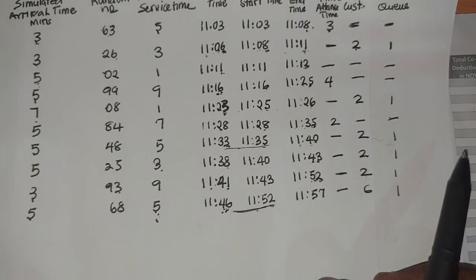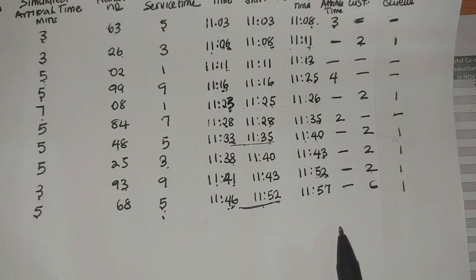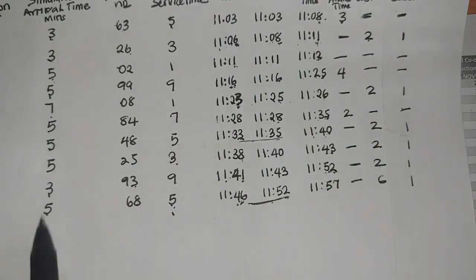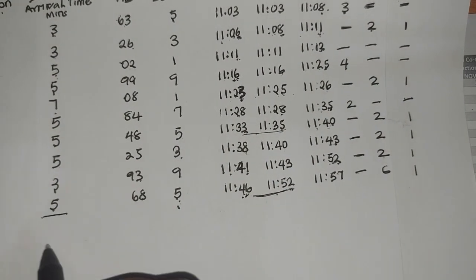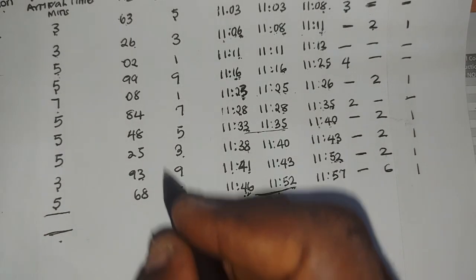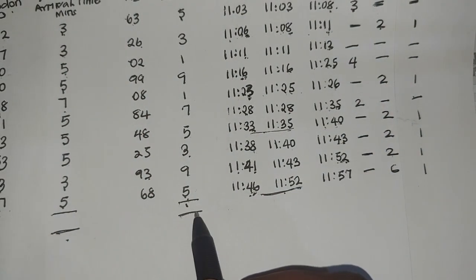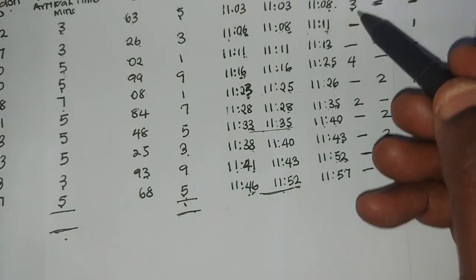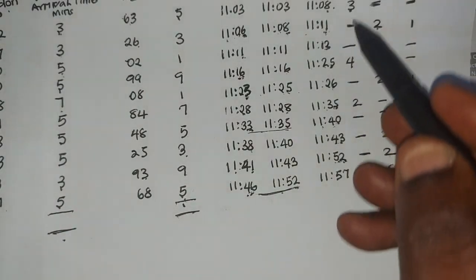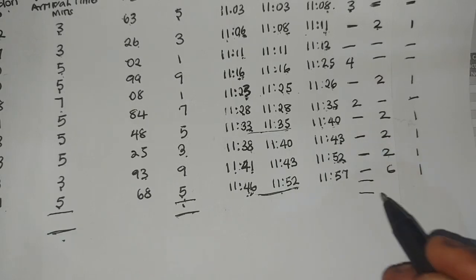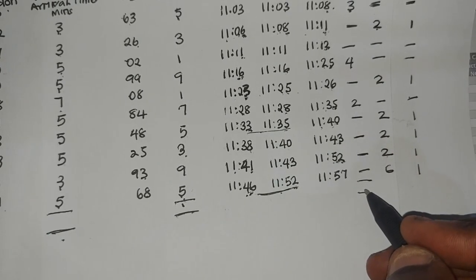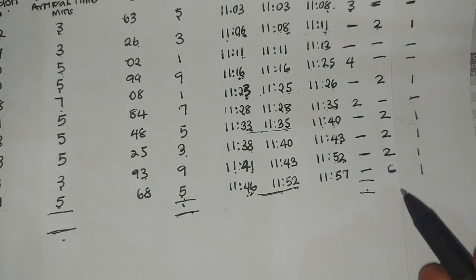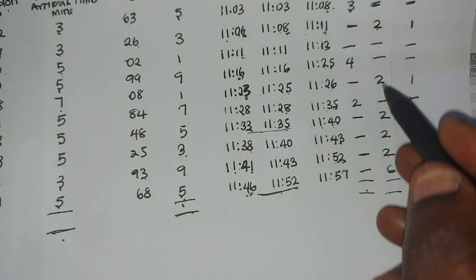Now, we are asked to calculate the average arrival time. The average arrival time is to add this and divide by 10. Alright? Average service time: add all these numbers and divide by 10. Average attendant waiting time: add this and divide by 10. Average customer waiting time, of course, you add this. So let us do that.